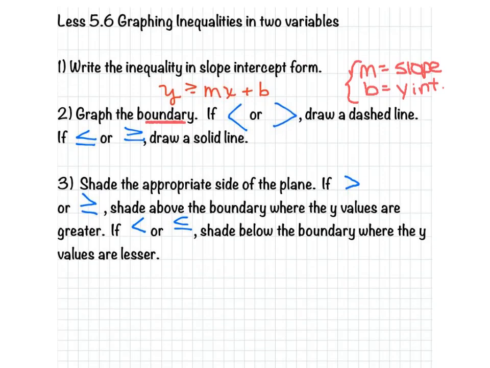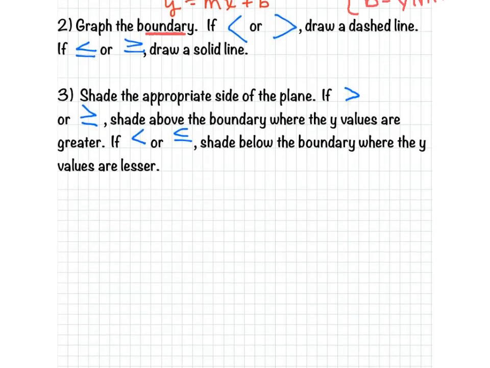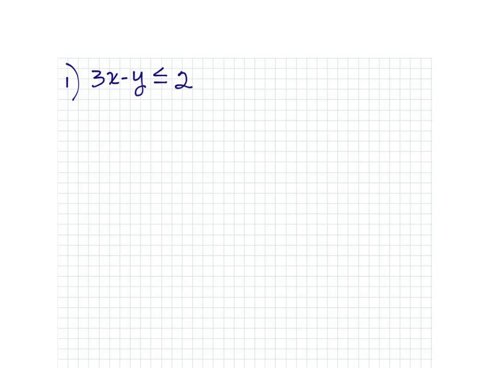Then number 3, you will shade the appropriate side of the plane. If your inequality says that y is greater than or equal to, you shade above the boundary where the y values are greater. If your inequality states that y is less than or equal to, then you will shade below the boundary where the y values are lesser or are diminishing. Okay? All right. Let's start with number 1.